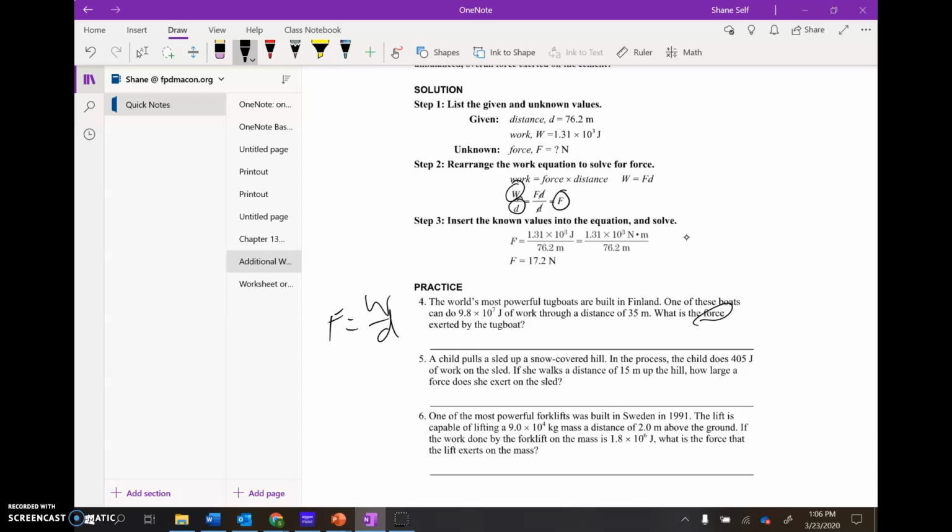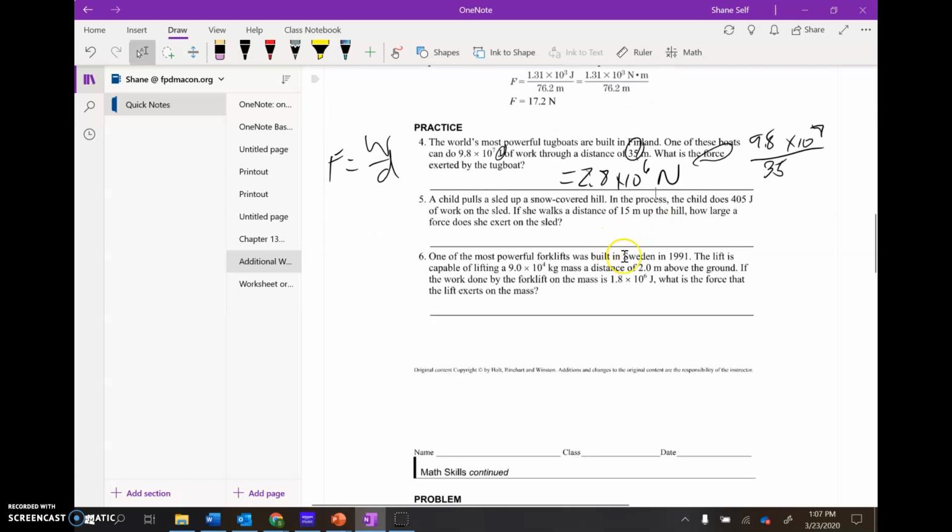So our work, which is in joules, that's how we know it's work, is 9.8 times 10 to the 7th joules divided by distance, 35, and that is going to get us 2.8 times 10 to the 6 newtons. And that is our force. It is just simply dividing on your calculator. All right, find the right formula, put the numbers in, can't be wrong.